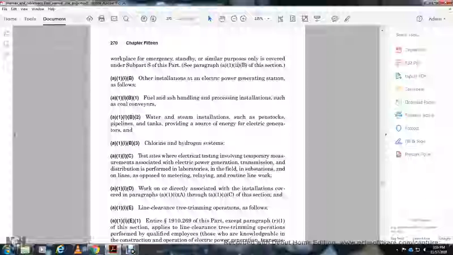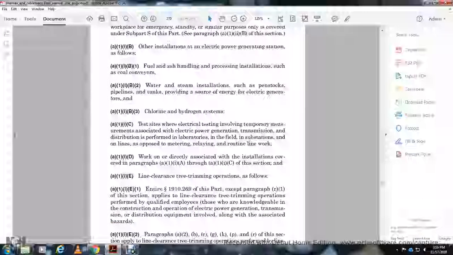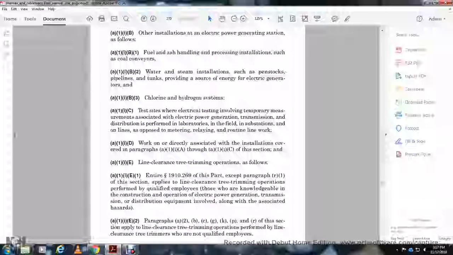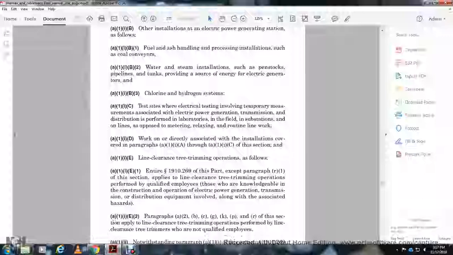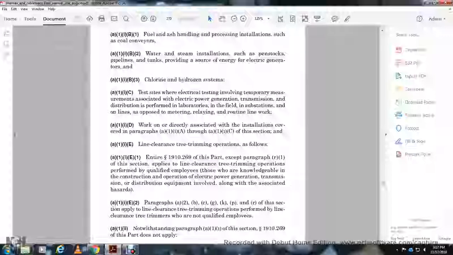(a)(1)(ii)(E): line-clearance tree-trimming operations, as follows. (a)(1)(ii)(E)(1): all of 1910.269 of this part, except for paragraph (r)(1) of this section, applies to line-clearance tree-trimming operations performed by qualified employees who are knowledgeable in the construction and operation of electrical power generation, transmission, or distribution equipment involved, along with the associated hazards. (a)(1)(ii)(E)(2): paragraphs (a)(2), (b), (c), (g), (k), (p), and (r) of this section apply to line-clearance tree-trimming operations performed by line-clearance tree trimmers who are not qualified employees.